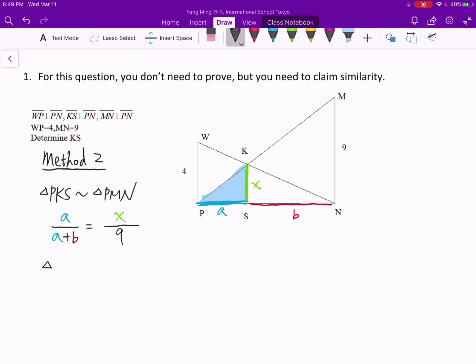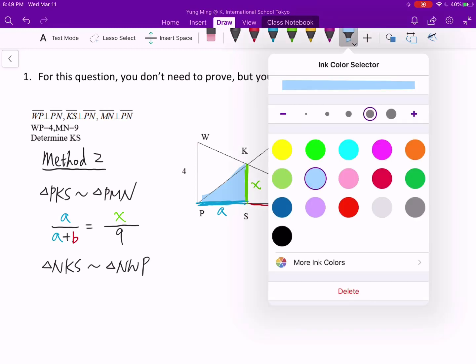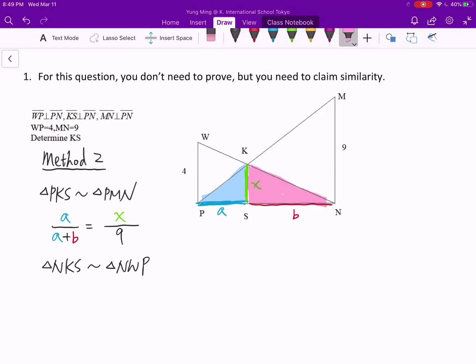So the second similarity is NKS is similar to NWP. What I'm talking about is this small triangle in the pink, compared to this bigger triangle over here, also marked in pink. In that case, I'm going to get B over A plus B equals X over 4. So B from the smaller pink triangle compared to the whole A plus B, which is over here. And that is equal to X, again from the smaller triangle over here, over 4, the bigger triangle.